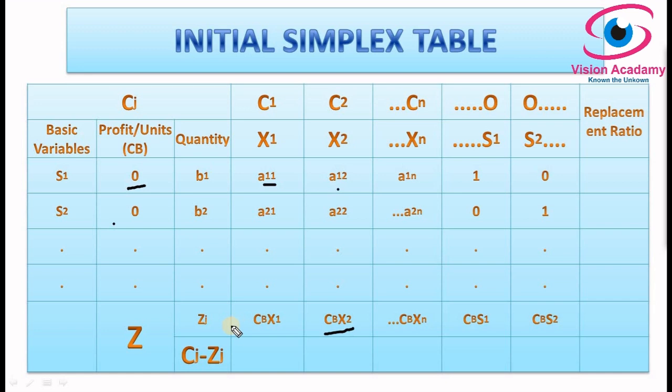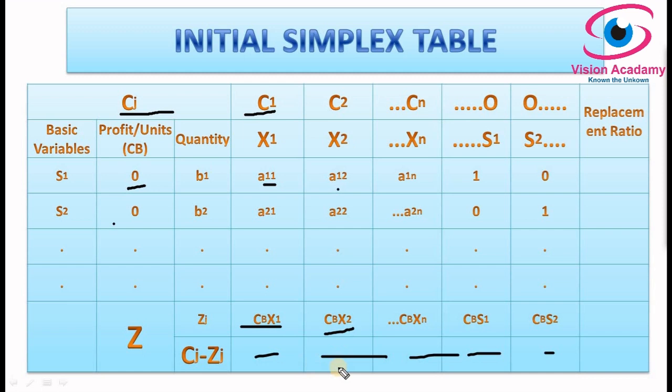So after finding Zj, you will subtract Cj by Zj. What is that Cj? Here it is a Cj. By this value, you will subtract this value. So Cj minus Zj, you will get this value. Okay. So you will also have to find a replacement ratio. Replacement ratio you will find after finding Cj minus Zj.